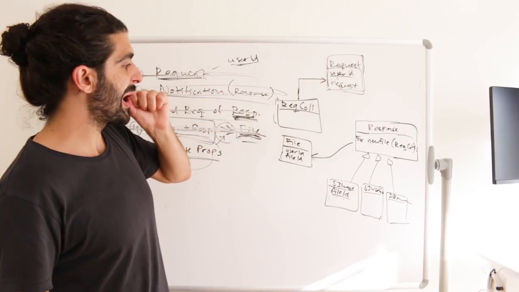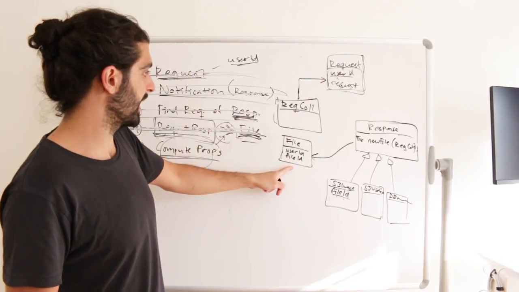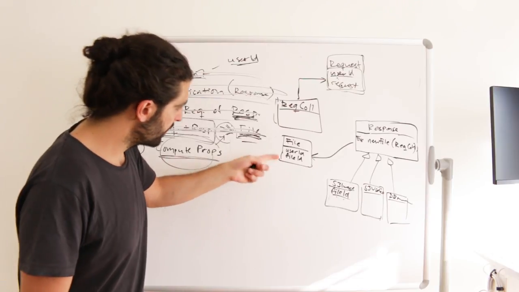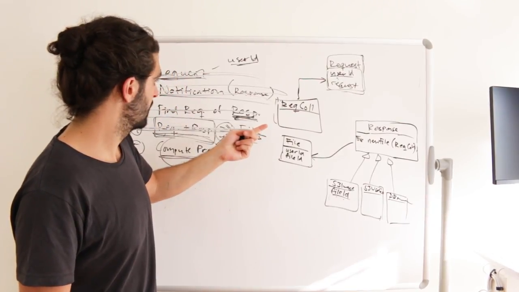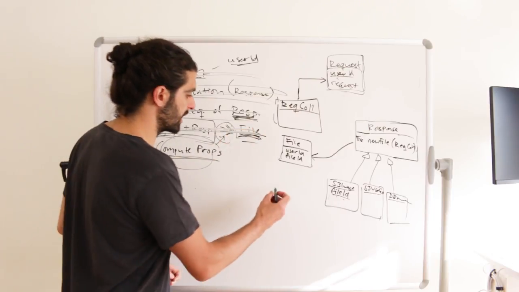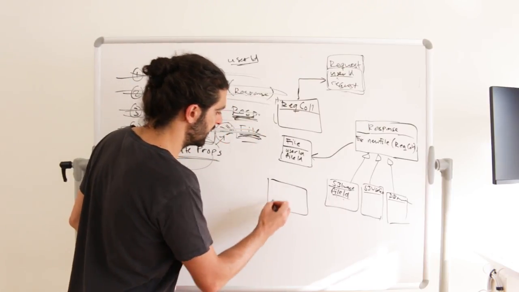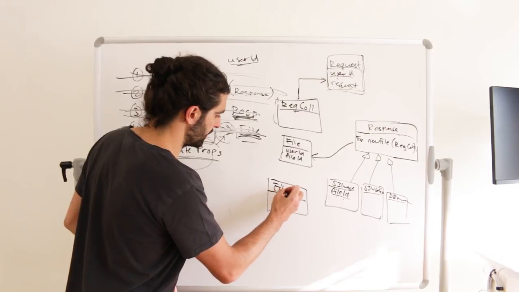Okay, so then we have the file, right? And then we might put the file in the request, not in the request collection, but rather in the, let's say, file collection.